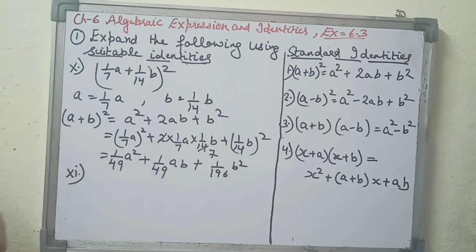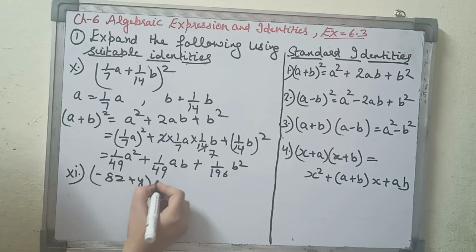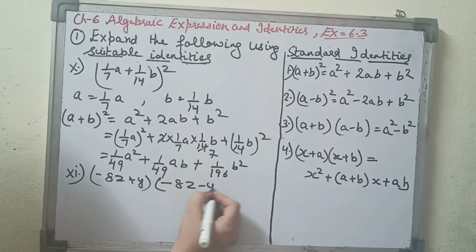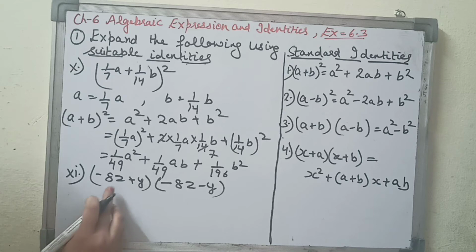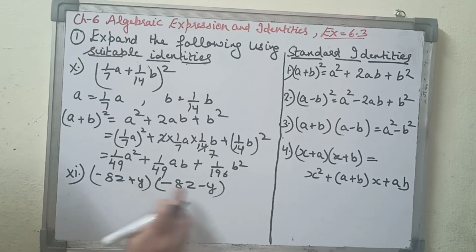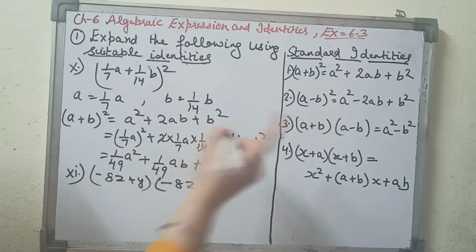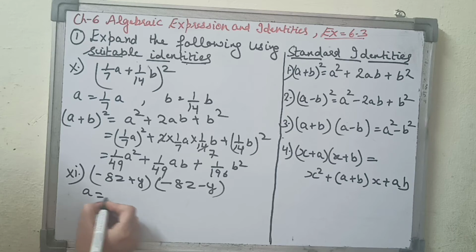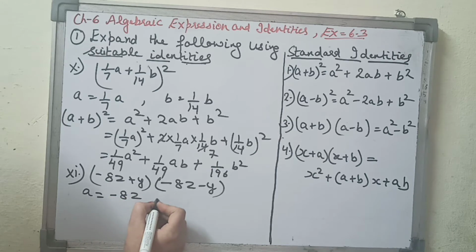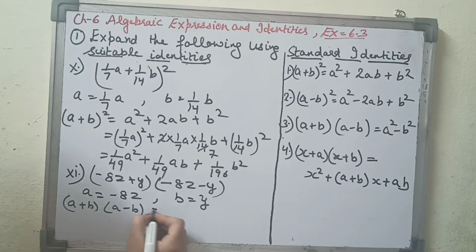Its next part is (minus 8z plus y) and (minus 8z minus y). Now the first term is same, second term is also same, but the change of the sign is here. So we will use the identity number third, that is (a plus b)(a minus b), it is a square minus b square. A, let us take minus 8z, and b, it is y. Now write down the identity, that is (a plus b)(a minus b), it is a square minus b square.